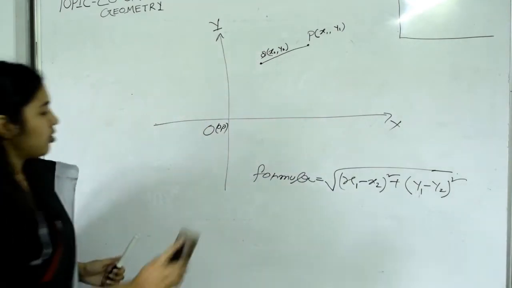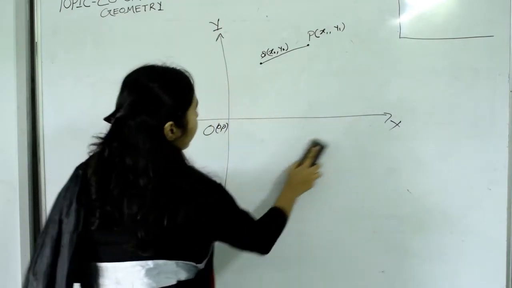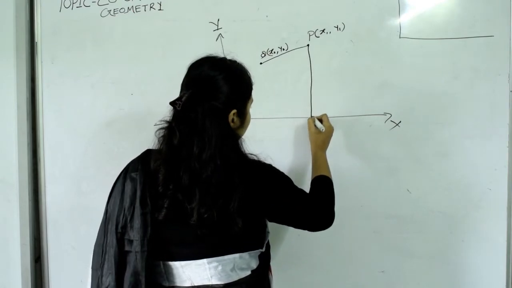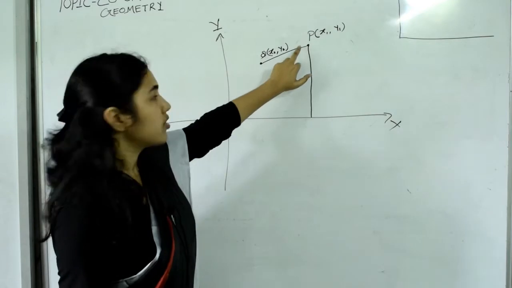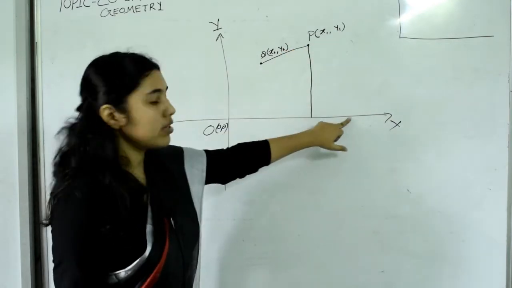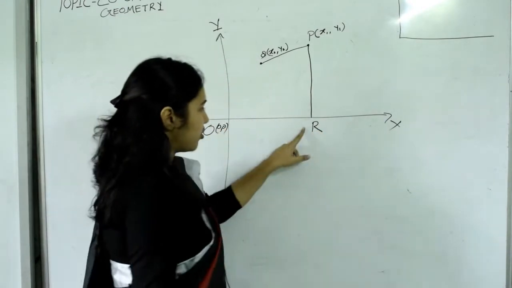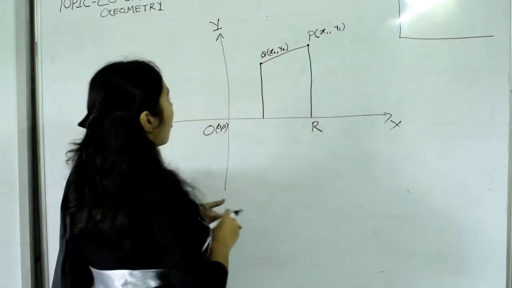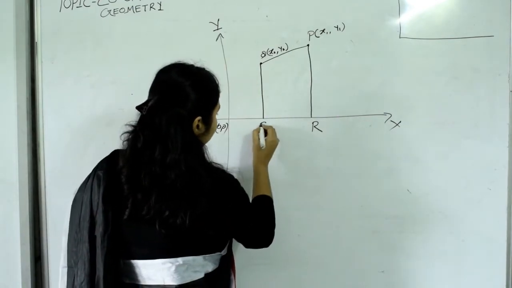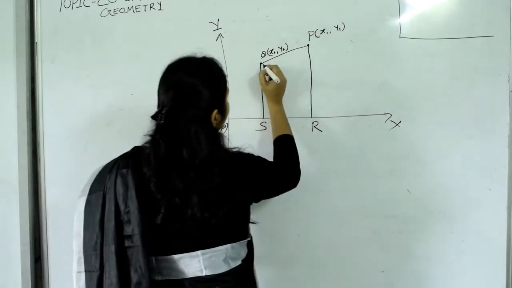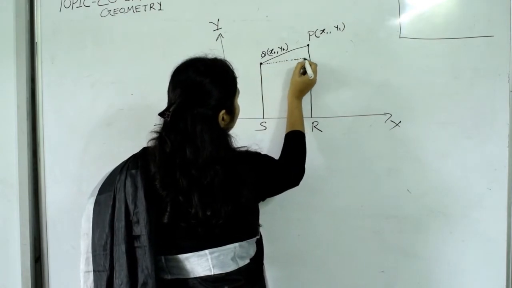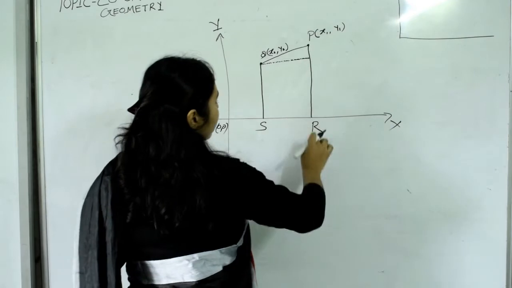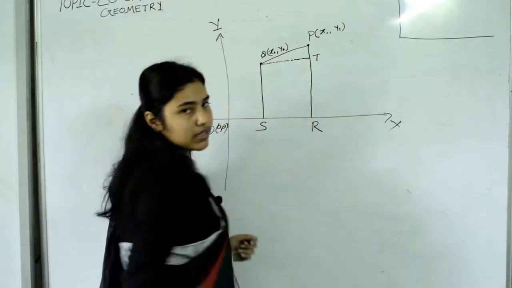So now look at the proof. First, draw a perpendicular from the point P on the x-axis and name it as R. And draw a perpendicular from the point Q on the x-axis and name it as S. Next, again draw a perpendicular from the point Q on PR and name it as T.